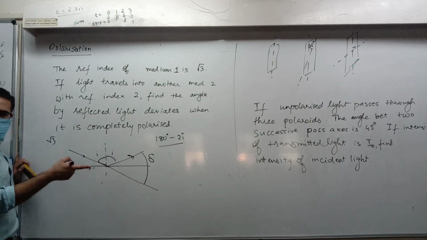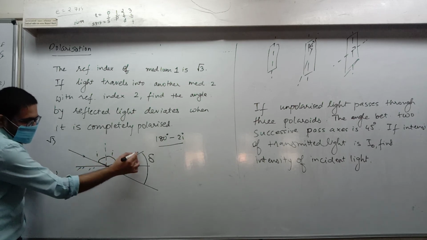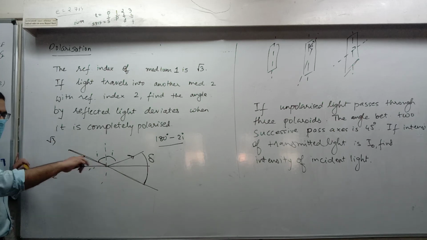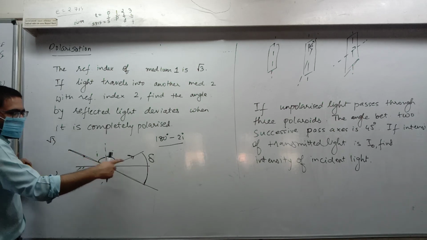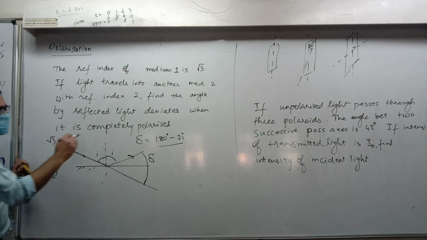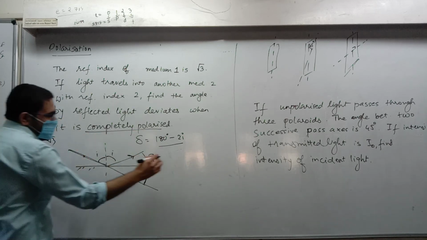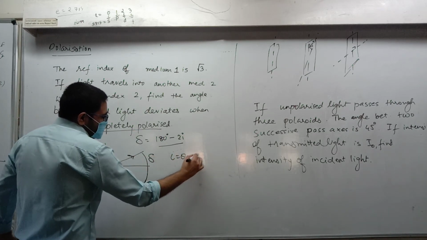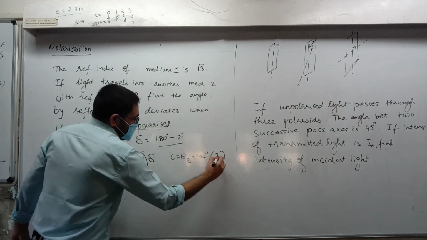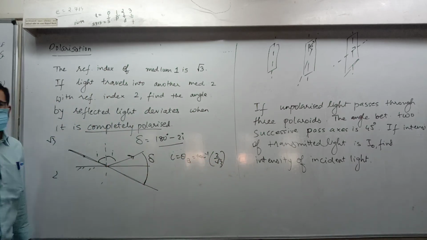Yes. Sure. This is deviation. So our delta is 180, if you consider it a straight line, so 180 minus 2i is delta. Clear? This is for reflection. For reflection, deviation is always 180 minus 2i. Our question was that the reflected light is completely polarized. So we can find that i is just going to be theta b, which is tan inverse n2 by n1. Understood?